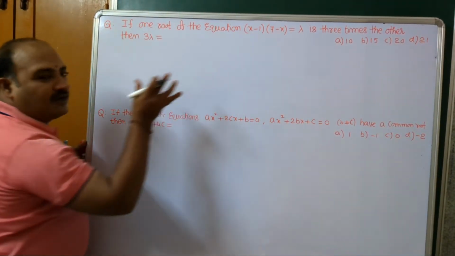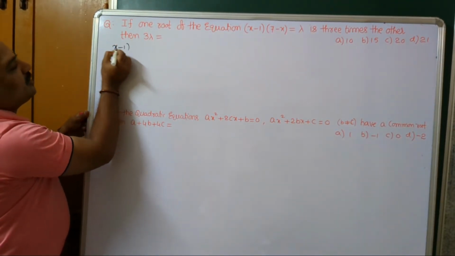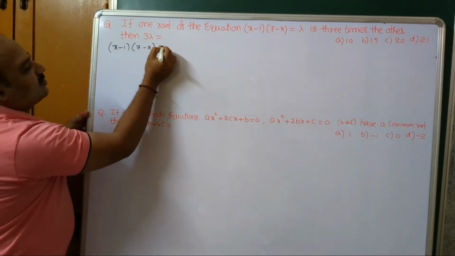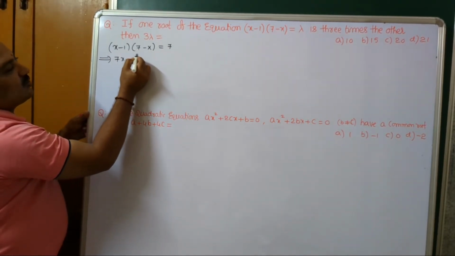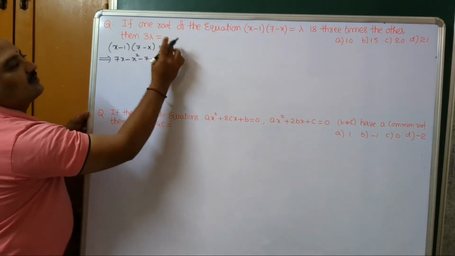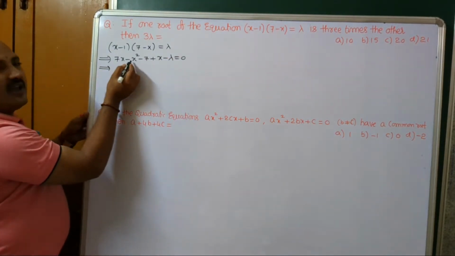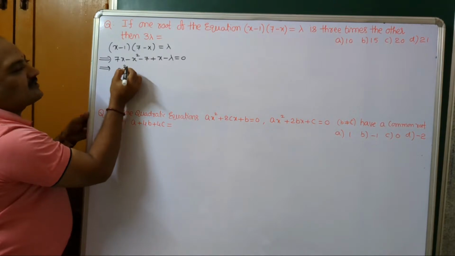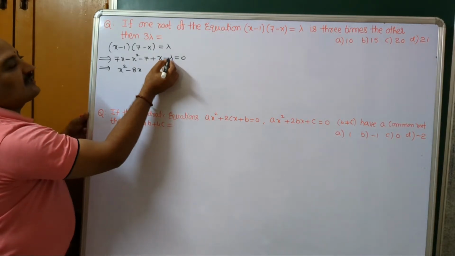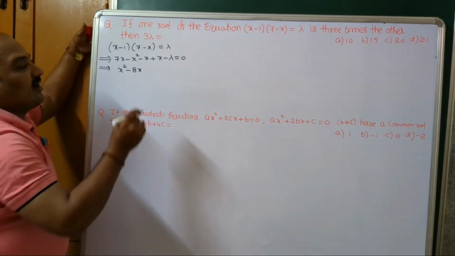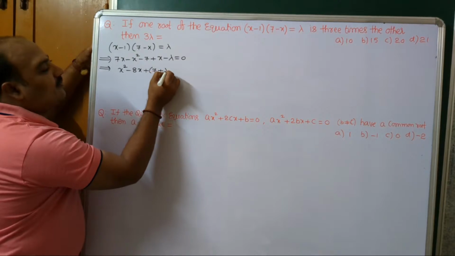First, write the quadratic equation in the form ax square plus bx plus c. So (x minus 1)(7 minus x) equals lambda gives 7x minus x square minus 7 plus x, minus lambda equals 0. Multiplying by minus, x square, 7x plus x is 8x, minus 8x, minus lambda minus 7. Both multiplied by minus, so we get x square minus 8x plus 7 plus lambda equals 0.